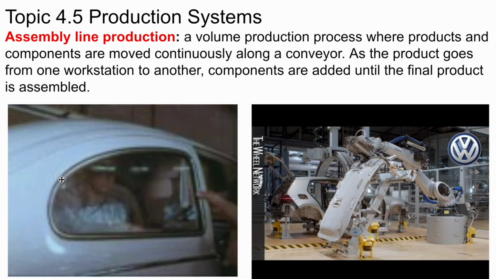Assembly line production is a volume production process where products and components are moved continuously along a conveyor. As the product goes from one workstation to another, components are added until the final product is assembled. Generally, assembly line production is for large products that have a lot of different components. So you can think of a car or a dishwasher or a refrigerator or a clothes washing machine. These are the kinds of things that would be on an assembly line.